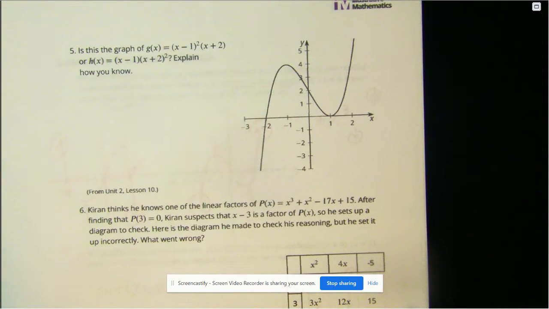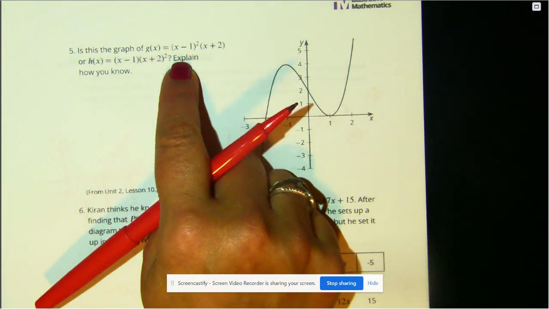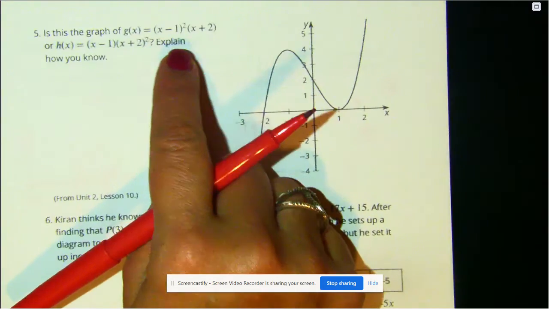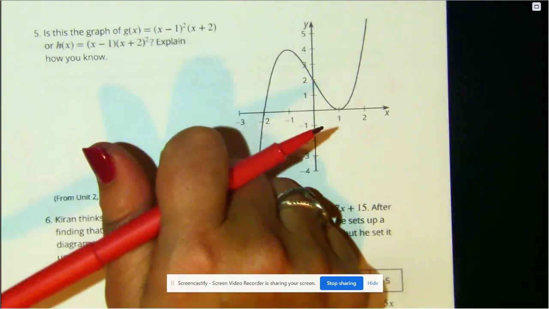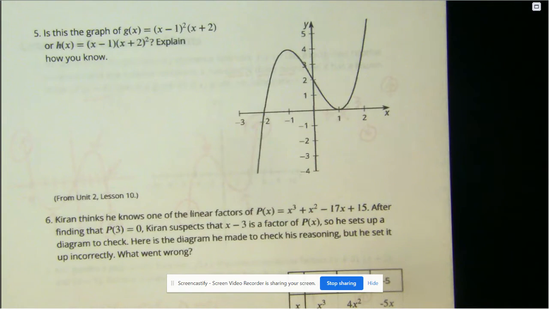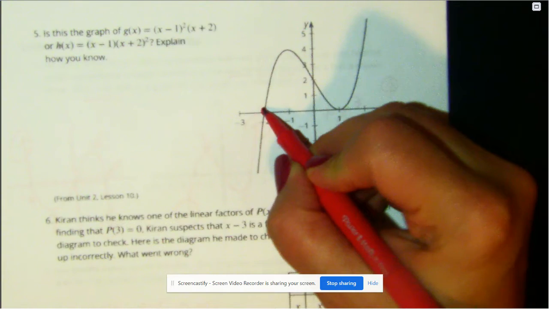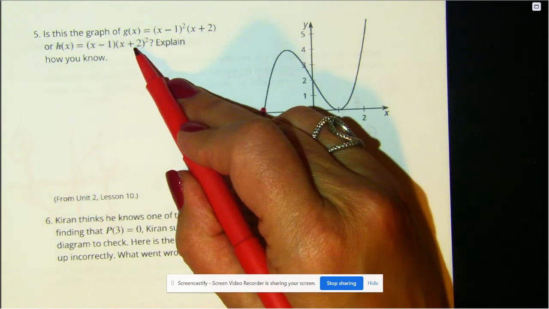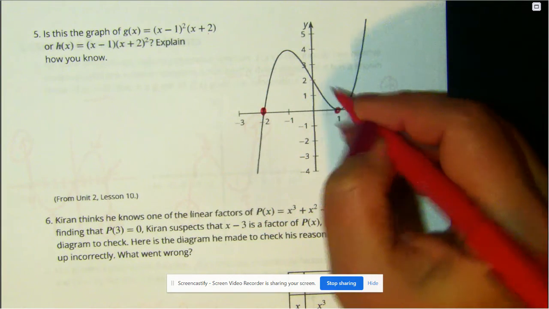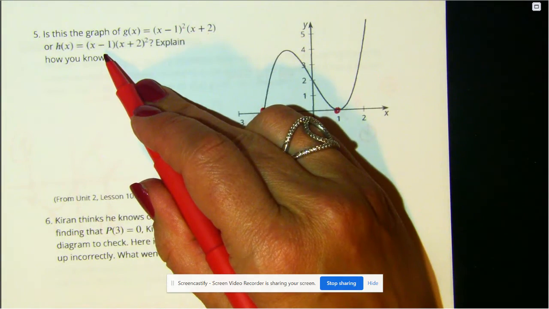Number 5, is this graph g of x, which is x minus 1 squared times x plus 2, or h of x, x minus 1 times x plus 2 squared? Explain. Let's look. It's touching at negative 2, which means it should be positive 2. That's looking good. And 1, which should be negative 1.